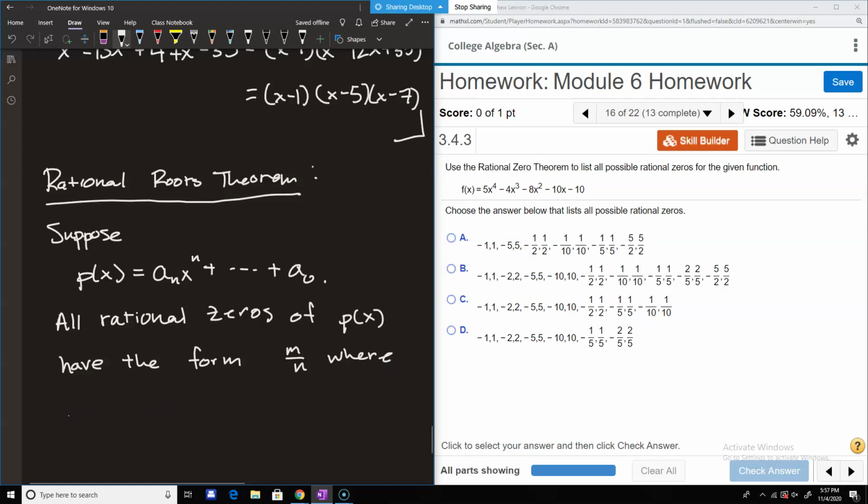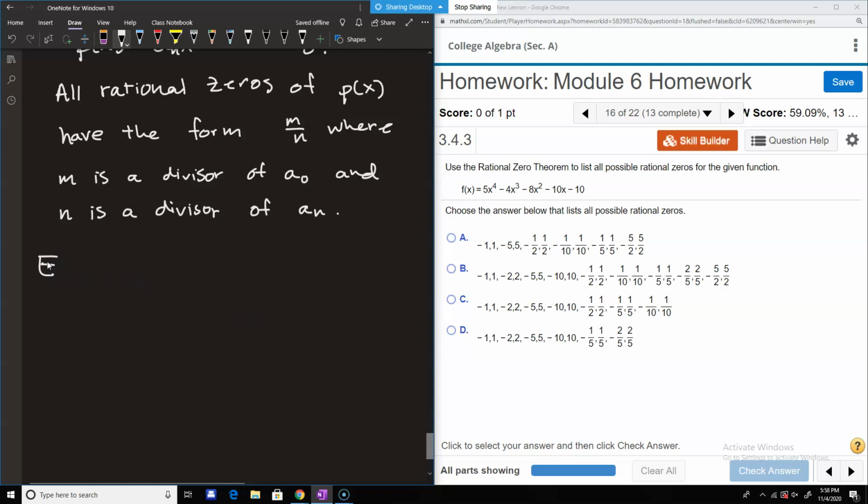Where m is a divisor of a sub 0 and n is a divisor of a sub n. So it gives us a list. It tells us all the possibilities for the top of the fraction, all the possibilities for the bottom of the fraction.